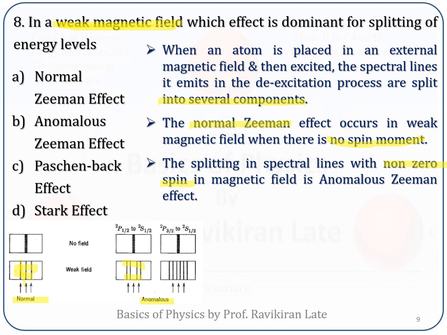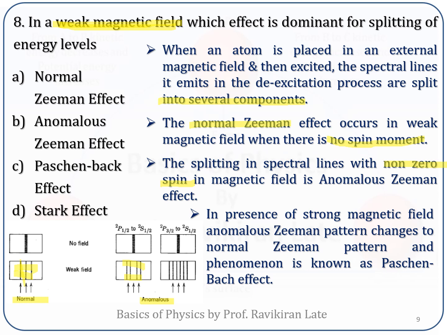Such an effect is called the anomalous Zeeman effect, but the necessary condition for that is that you must have non-zero spin. Now if you apply a strong magnetic field instead of a weak magnetic field, what happens? This anomalous Zeeman pattern changes to the normal Zeeman pattern, and this effect is called the Paschen-Back effect. And in case of the Stark effect, we know that a magnetic field is not required, it is an electric analog, so you will require an electric field for that purpose.